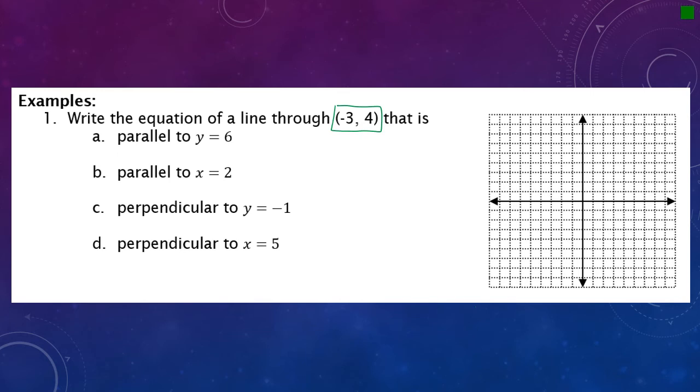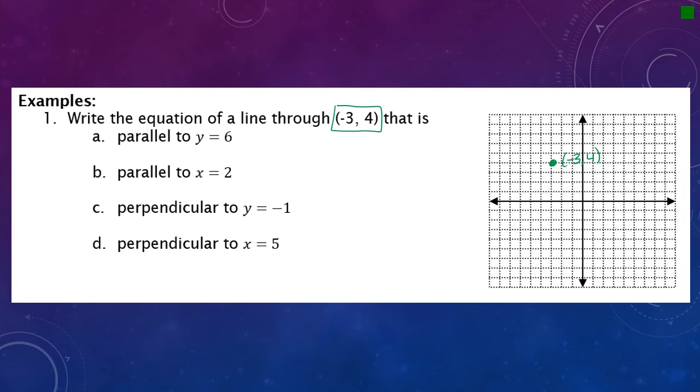So I'm going to draw a picture because I think sometimes it's easier to visualize these when they're the horizontal and vertical lines. So I'm going to plot the point -3, 4. So I'm going to go left 3, up 4. So here's my point, -3, 4. Okay, so part A, it asks us to find a line parallel to y equals 6.